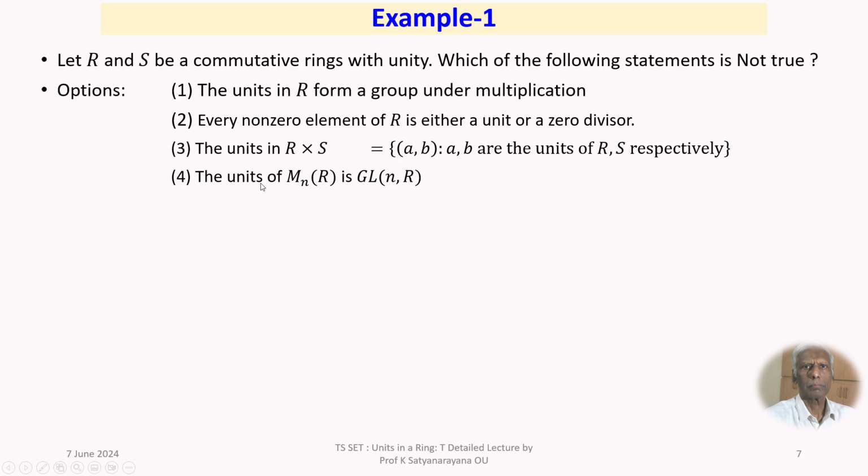And what are the units of Mn R? The invertible elements. That means the invertible n by n matrices with the entries coming from R. That is precisely the general linear group of n by n matrices with the entries coming from R, that is GLnR, which we have already talked about. So the answer to this question is option 3. Agreed.